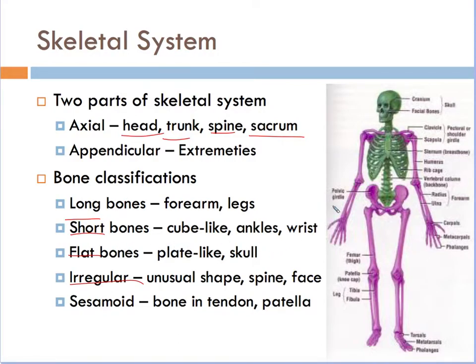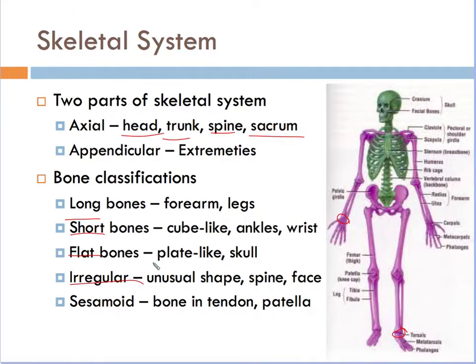Your short bones are cube-like. These are found in your ankles and wrists. So here we have a whole bunch of bones in your wrists. Those are called carpals. Bones in your ankles are called tarsals. Those are short bones. Flat bones are bones that are flat, look kind of like a plate. So the bones of your skull are great examples of flat bones up here.